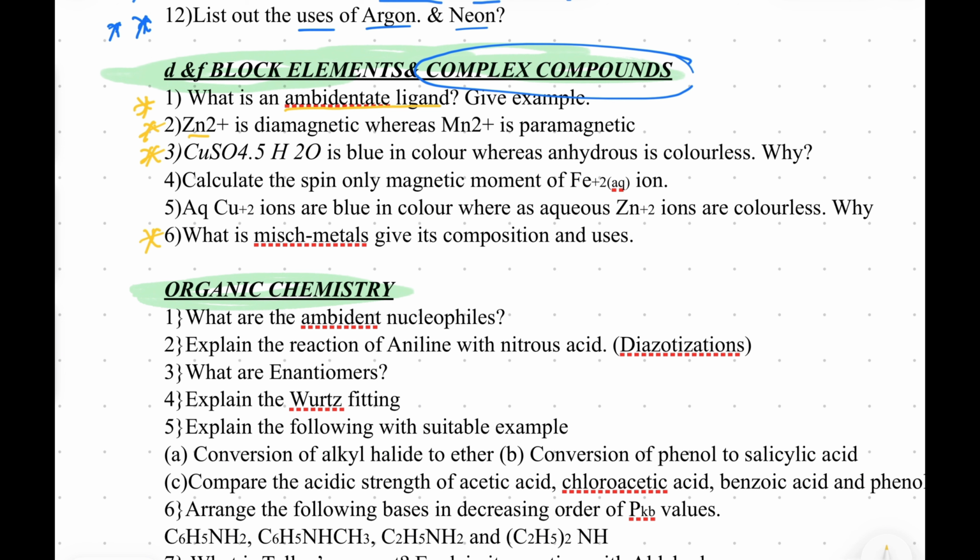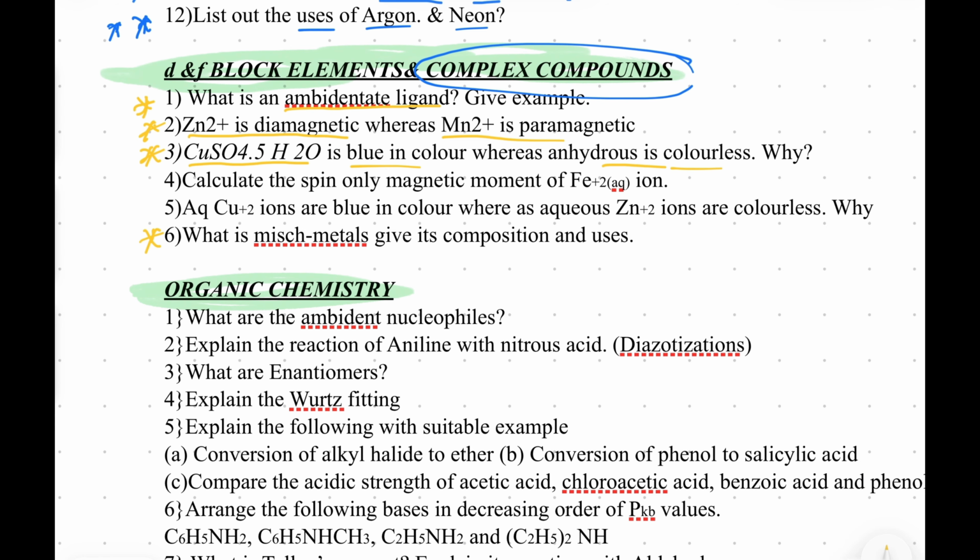And one more, Zn+2 is diamagnetic, whereas Mn+2 is paramagnetic. Based on the transition properties of elements, we have this property. That is also important. Next one, hydrated copper sulfate is blue in color, whereas anhydrous is colorless. That is also a very important question, right? Next, calculate spin-only magnetic moment. This is not much important.